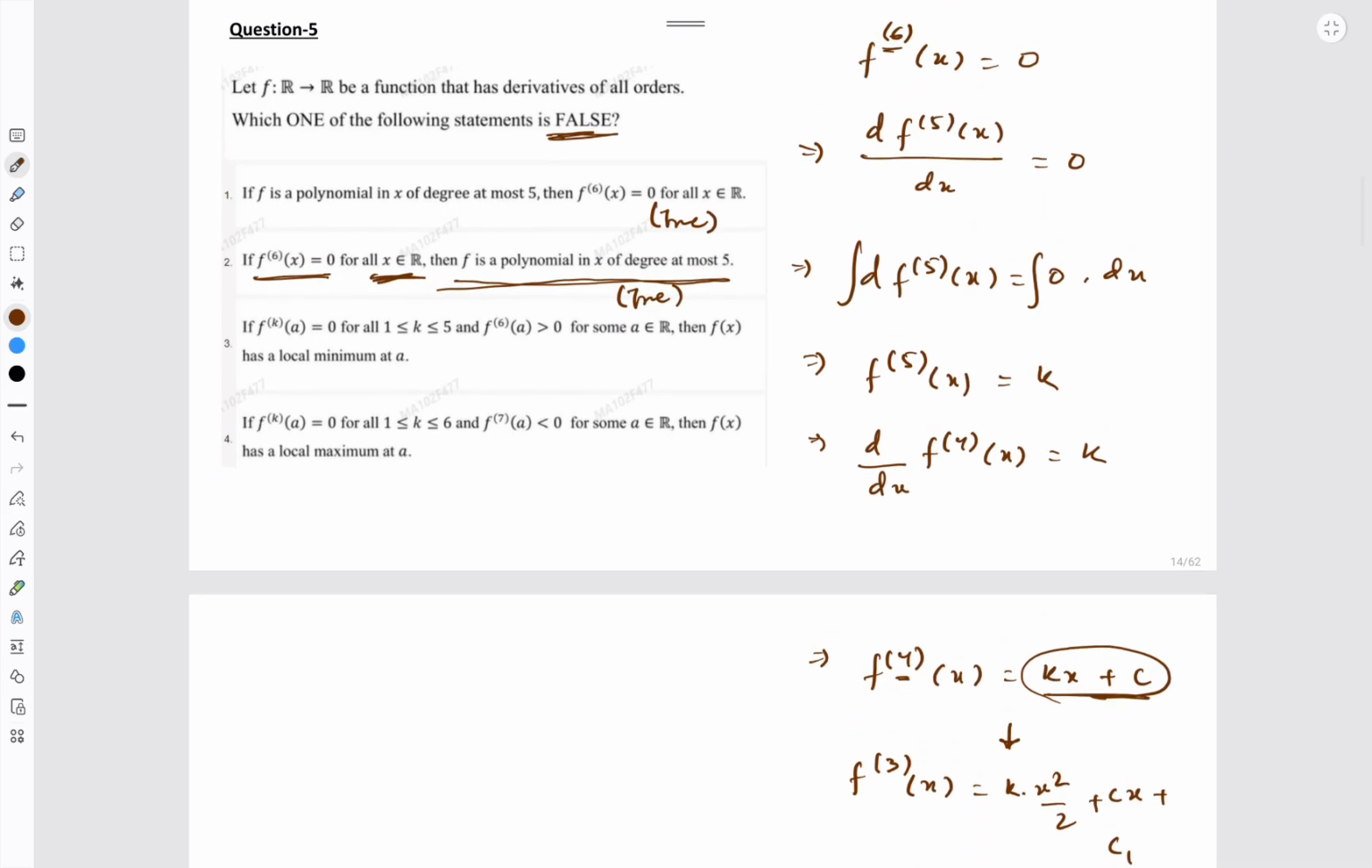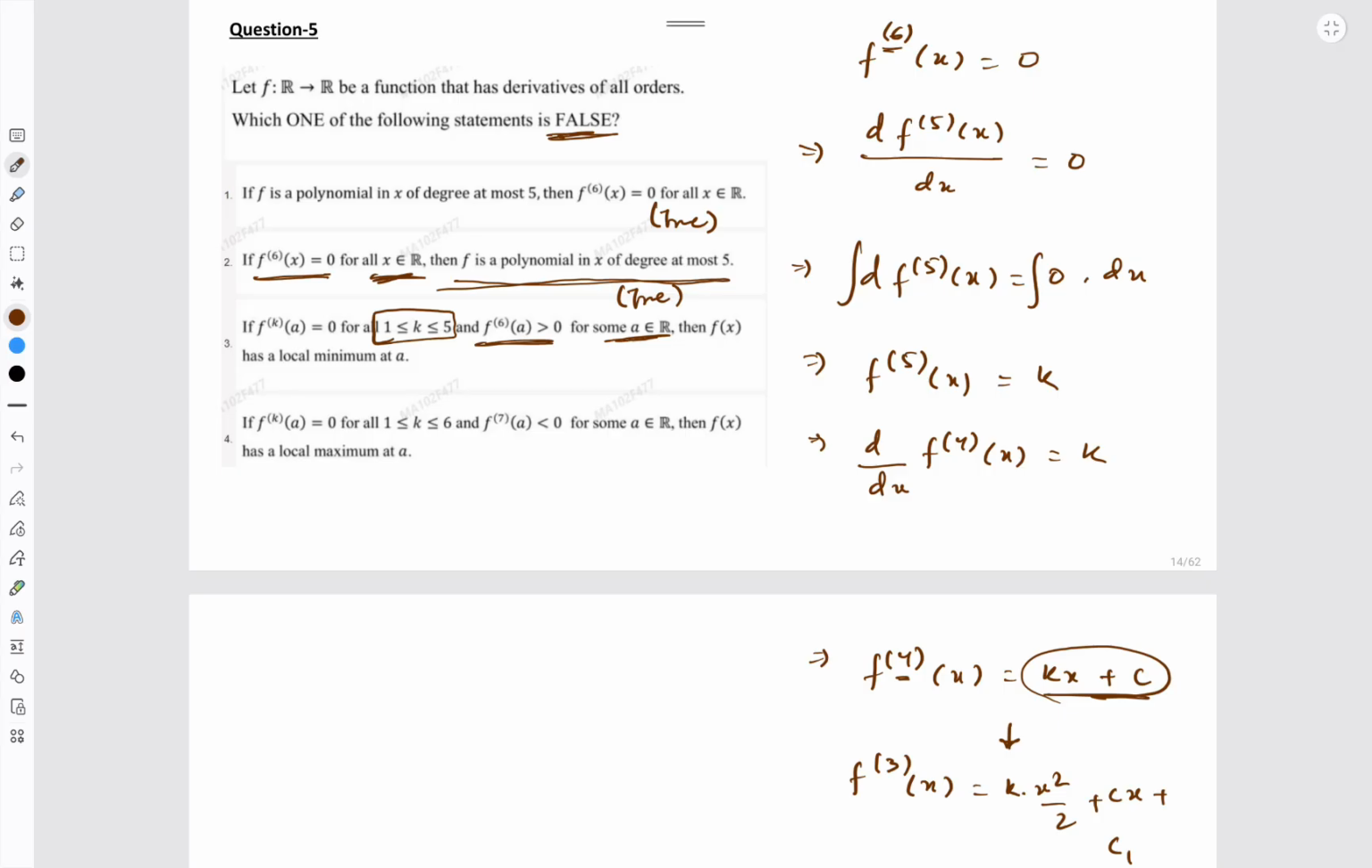Let us see. If fk of a is 0 for all k, and this is greater than 0 for some a, then f has a local minimum at a.